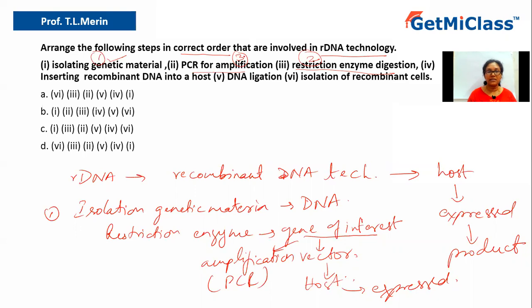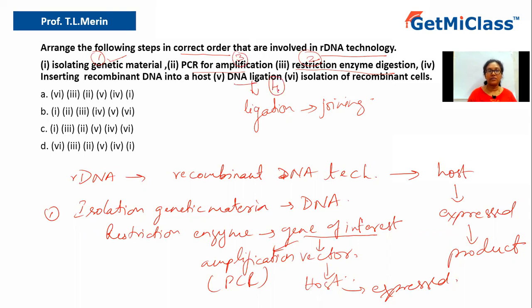Once amplification is done, we insert the gene of interest in the vector, and that is done by, again, restriction digestion, and that insertion is called ligation. Ligation is connecting or joining the foreign DNA, the gene of interest, with the vector DNA. That is what is ligation. So you can say this is the fourth one.